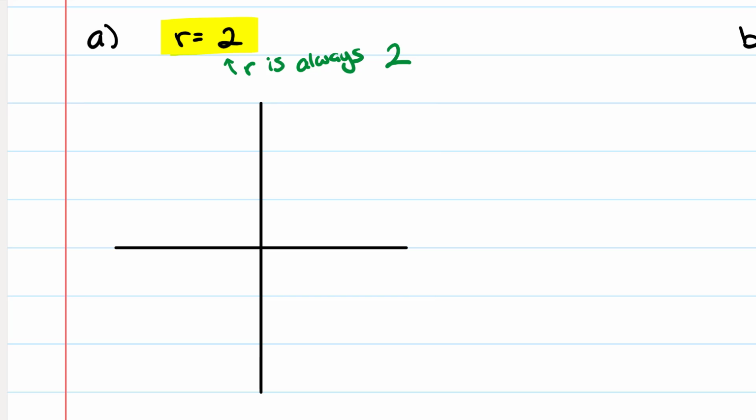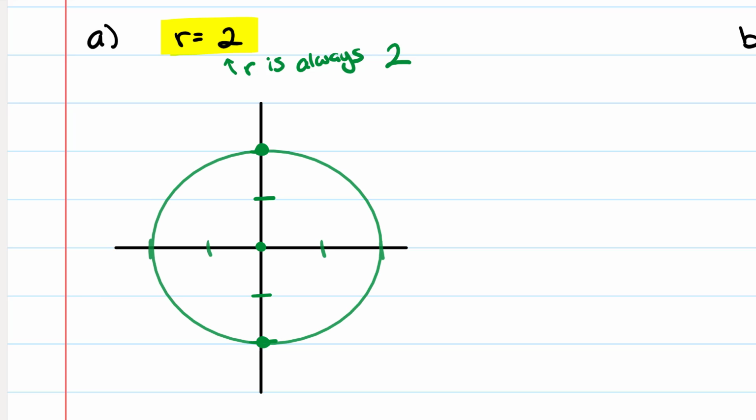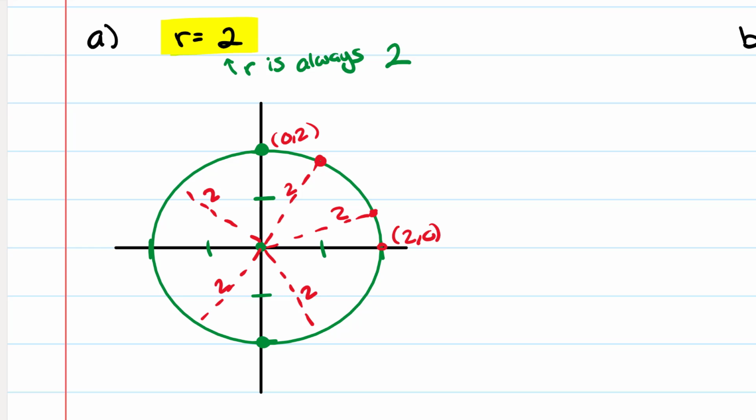And so that means that starting from the origin, if theta is pi over 2, then r is 2. So I have this point. If theta is 3 pi over 2, then r is this point here. And so on. So what this actually makes is a circle with radius 2. And the idea here is that no matter where you are on the circle, the distance from the origin will always be 2. And that is essentially what a circle is. If you're the same distance from the origin at every point on your graph, that is a circle.